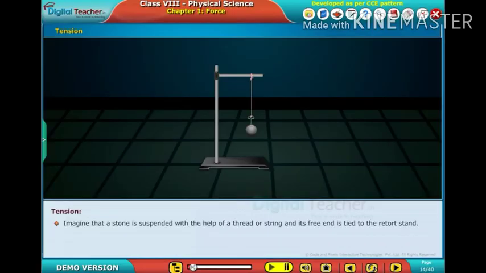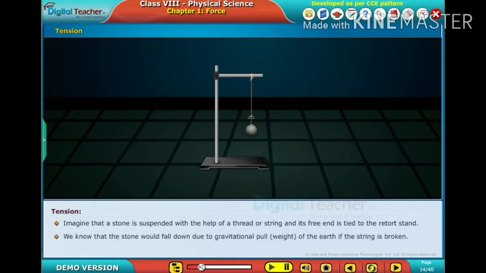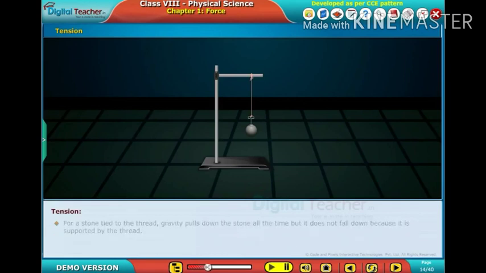A stone is suspended with the help of a thread or string, and its free end is tied to the retort stand. We know that the stone would fall down due to gravitational pull, or weight, if the string is broken. For a stone tied to the thread, gravity pulls down the stone all the time, but it does not fall down because it is supported by the thread.